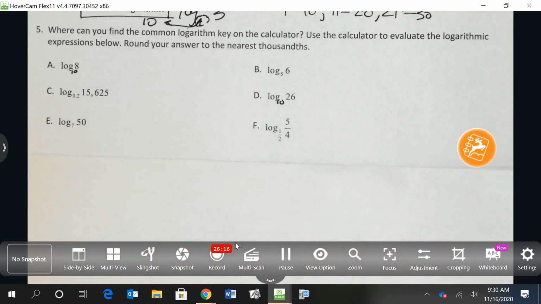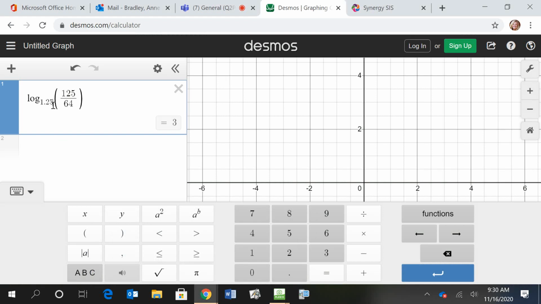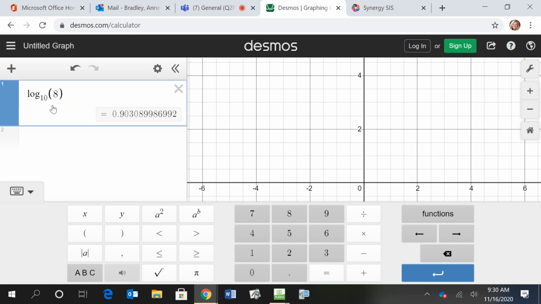So let's plug this in. I'm going to do log base 10 of 8. So I come up here, I change this into a 10, I go back, make it an 8, and now, oh, that is an ugly answer. So if I could zoom this in, we're asked to round it to the nearest thousandth.